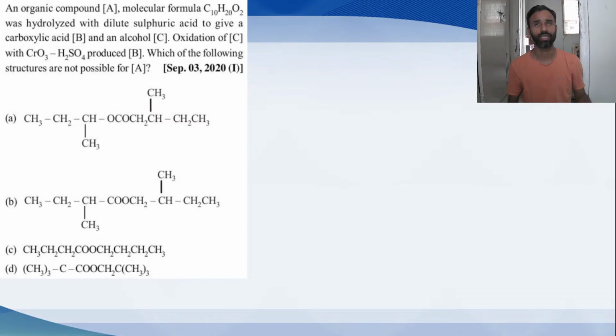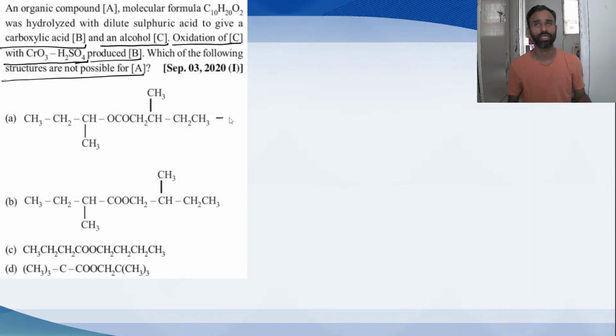Next question. An organic compound A having molecular formula C10H20O2 was hydrolyzed with dilute sulfuric acid to give carboxylic acid B and alcohol C. On oxidation of C with CrO3 and H2SO4, that is the Jones reagent, it produced B. That means in C and B, the number of carbons is the same. So which of the following structures is not possible for A?